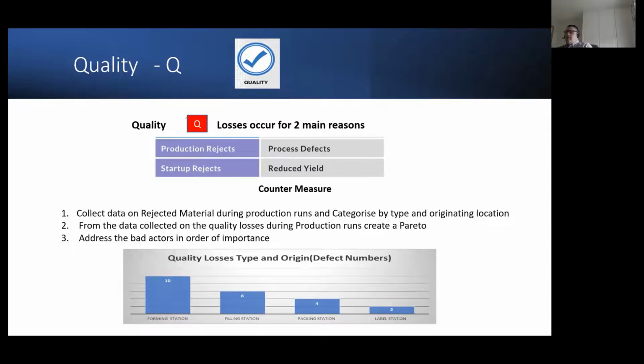Quality losses from the big six losses usually occur due to production rejects and startup rejects. What happens there is you get defects coming off the line and you do not meet your expected yield, which means you have to run your machine longer to meet your customer's demand, or else you have to rework. So again, collect data on rejected material during production runs, categorize by type and originating location. So from the data collected, go after where the rejects are actually happening on the line. That's drilling down another layer into your information, finding out where rejects are happening and taking actions to remedy them. That's how you get your Q figure up.